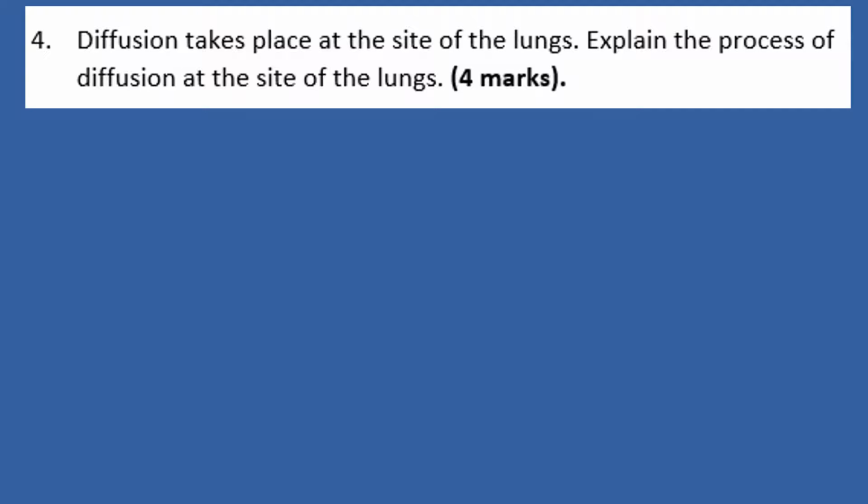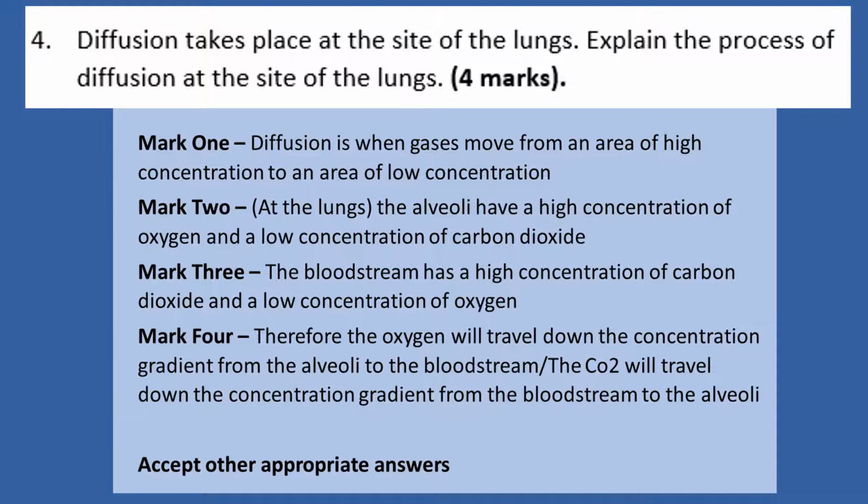Diffusion takes place at the site of the lungs. Explain the process of diffusion at the site of the lungs. This question is 4 marks. And for the first mark, we have to say what diffusion is. So diffusion is when gases move from an area of high concentration to an area of low concentration.